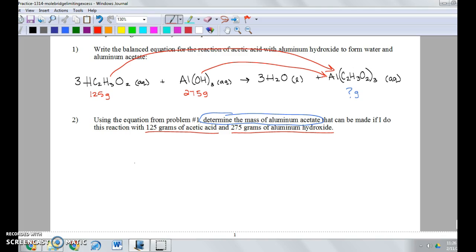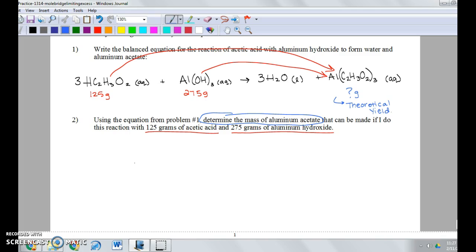The reason for that is because we have to determine the limiting reactant. We know that one of these two is going to run out, either 125 grams of acetic acid or 275 grams of aluminum hydroxide. One of them is going to run out, and that's going to determine the amount of our product that we can make. This answer will be our theoretical yield. So whatever comes out, this is going to be our theoretical yield. How much of our product we can make.